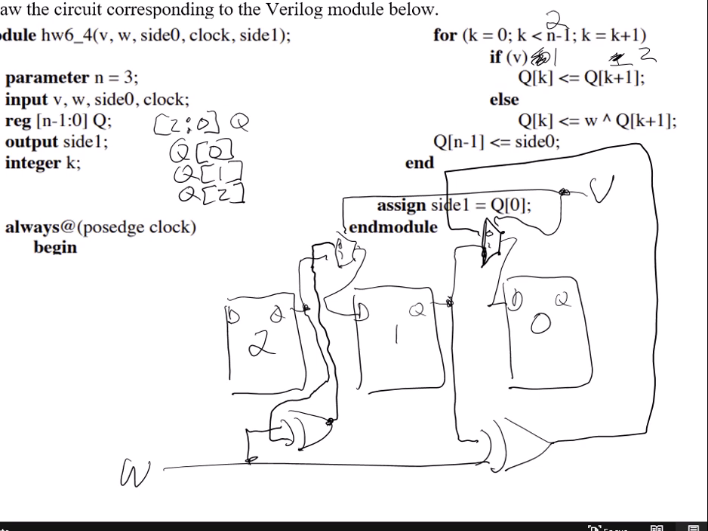Okay, and now we're done with our for loop. Now we have Q of n minus 1, so Q2 becomes side 0. So side 0 is just a variable that's going into there. And then we're out of the always block altogether, and it says assign side 1 to Q0. So this is side 1. That's side 1.